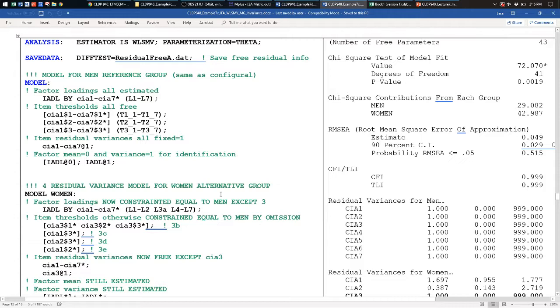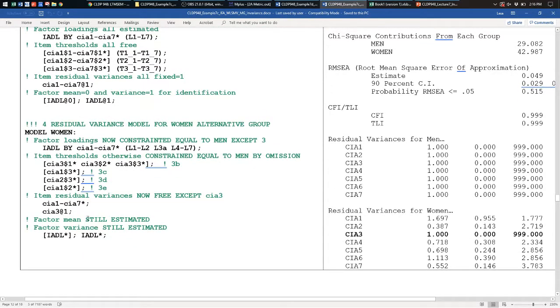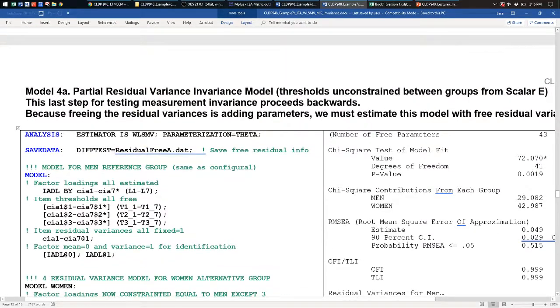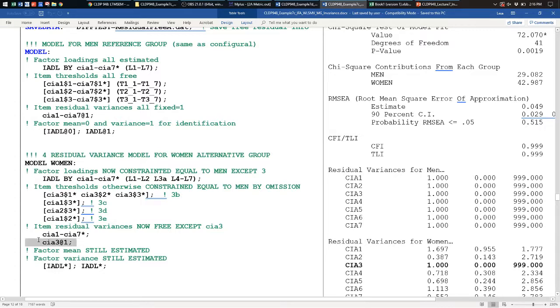So we're not comparing anything to this model. We're just estimating a new model in which the residual variances for item 1 through 7 are estimated with the exception of 3. So in this model 4A, I cannot test the residual variance for item 3 because all 3 of its thresholds are free. It's not identified. Only for the items in which at least some of the thresholds are shared between groups can I estimate the residual variance in the alternative group. So this becomes my new baseline with which to compare the previous model in which they were fixed.